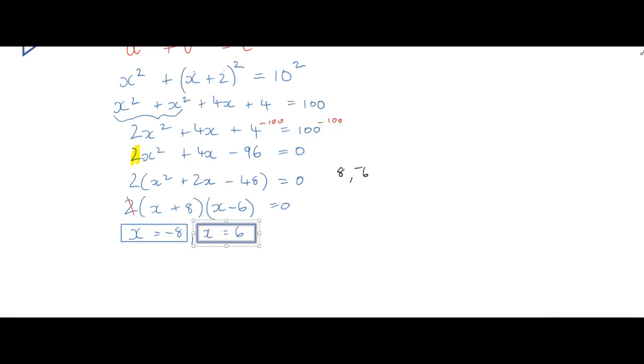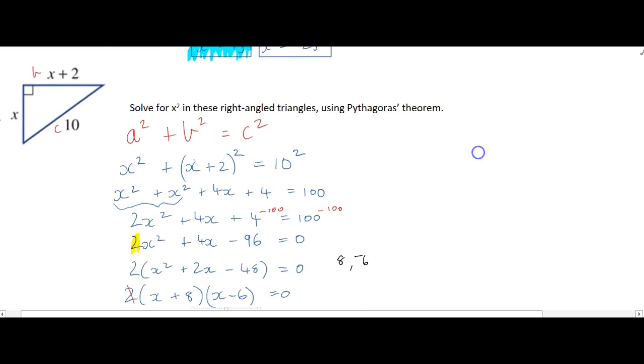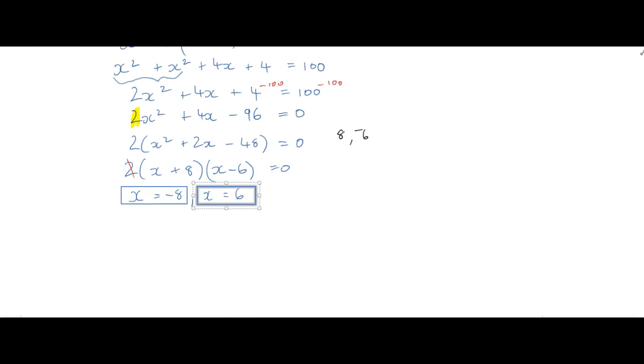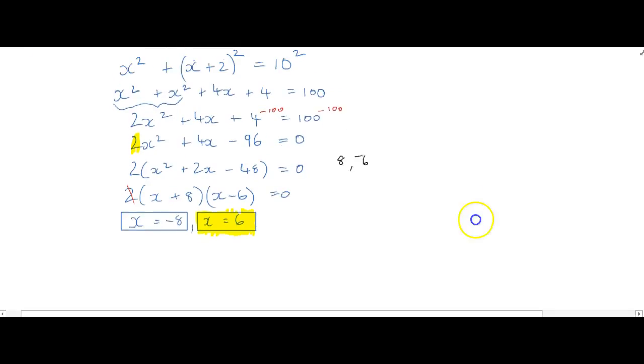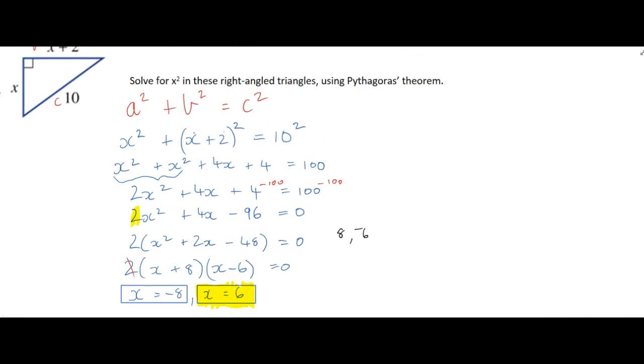They're my two answers that it can possibly be. Again, this is a length question, so negative answers don't make sense. In all the questions I've picked, the negative answers end up not making sense, but you have to be aware that a negative answer can sometimes be correct. We're going to pick the positive as our answer, so x is positive 6. Okay, so that's how you solve application questions. Have a go at a couple of these, and good luck.